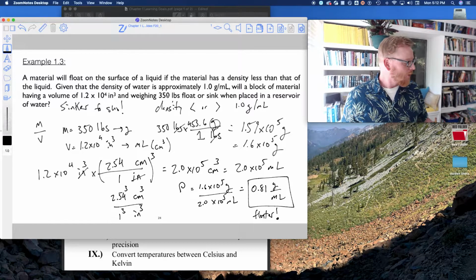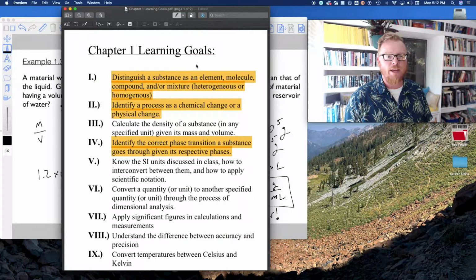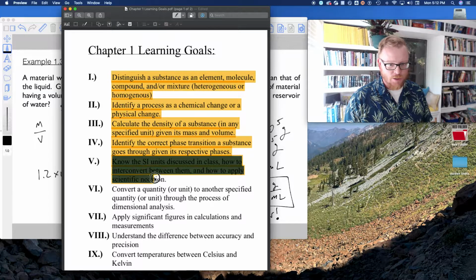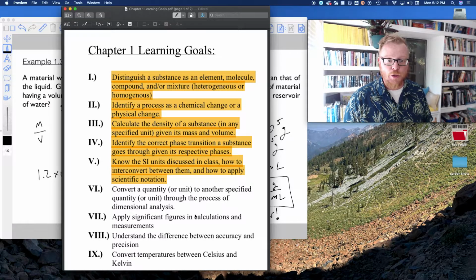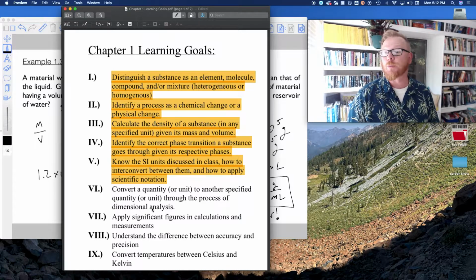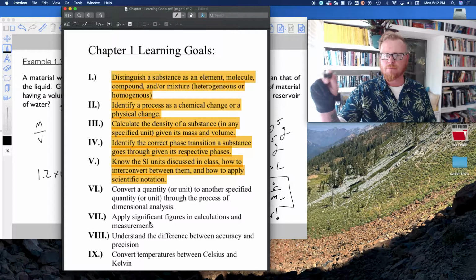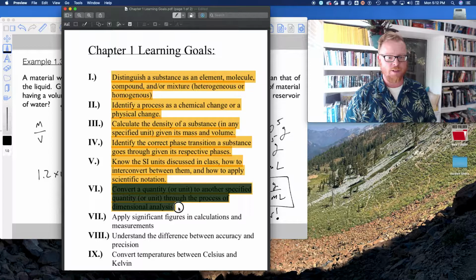Okay, so let's go to the learning goals, because that, for me, kills it for the slides. Okay, hey, how about that? Calculate the density of a substance in any unit, given its mass and volume. We literally just did that, so I'll highlight that. That's awesome. Know the SI units discussed in class, how to enter and convert them, and how to apply scientific notation. We talked about that. Make sure that you feel good about that. Convert a quantity to another specified quantity through the process of dimensional analysis. So again, my process is to go down, up, down, up, down, up. Okay, we definitely did that.